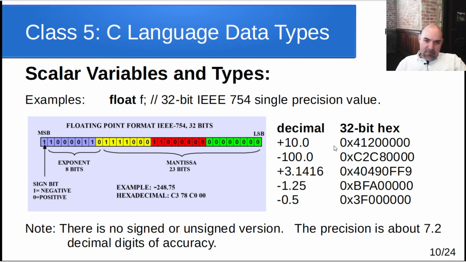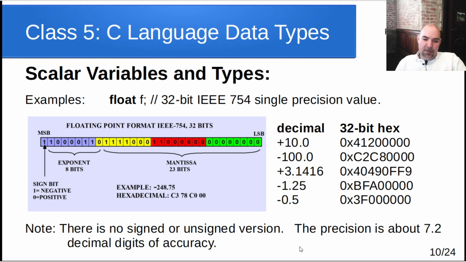And negative 100 looks like this. This thing close to pi, positive 3.1416, looks like that in memory. Minus 1.25 looks like that. But really, it's just placing the pattern of bits in there to say this is the digits, this is where the decimal point gets moved in those digits, and then it's positive or it's negative.